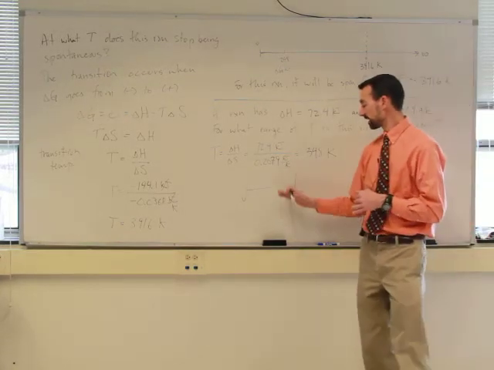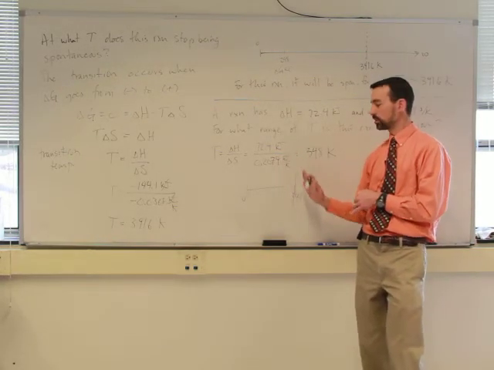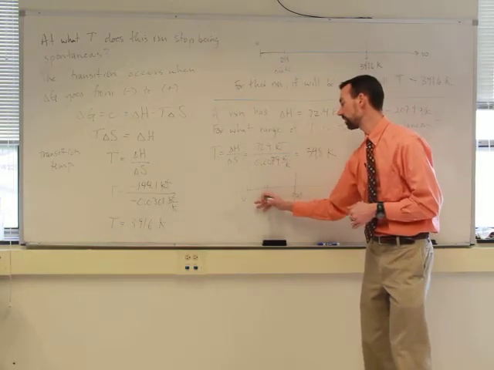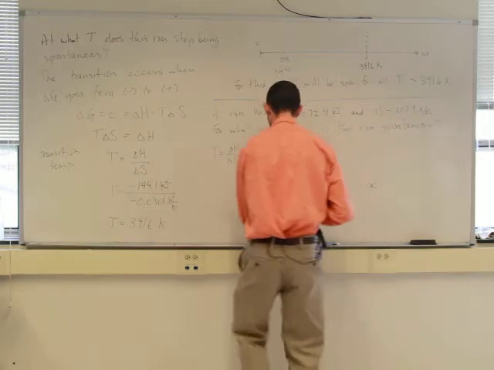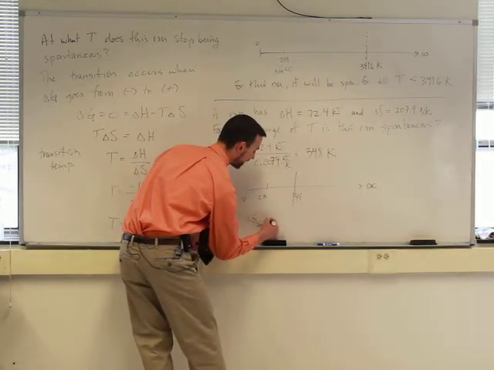Don't test like 347, okay? You know, what if you made some rounding error? You know, move away from this. Maybe like down to 200. Let's test 200. And what I mean by test is let's find delta G at that value.